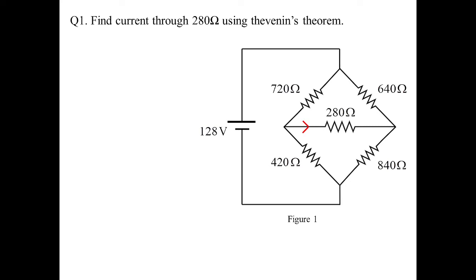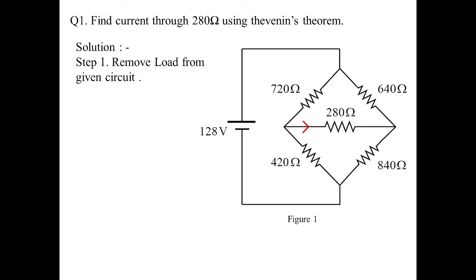We have to remember the basic rules to find Thevenin's theorem. First, we need to remove the load from the main circuit. Then we need to calculate Thevenin's voltage, which is also called the open circuit voltage. And then we need to find out Thevenin's resistance. So let us start with the problem.